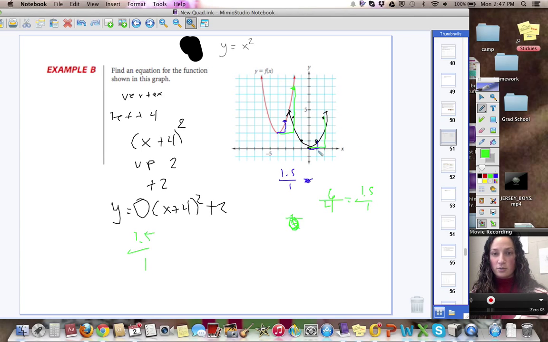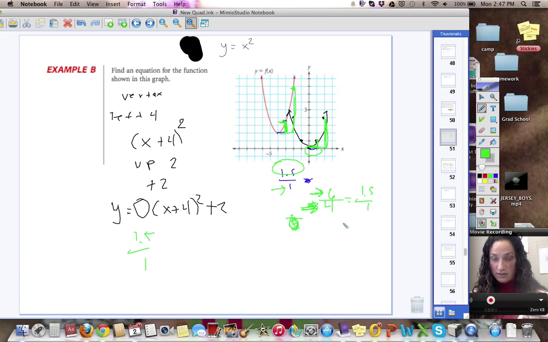So I want to compare it to what it was. This one was a 1. That's how I got that one. And I went up 1, right? Here I go up, that's about 1.5. That's where I got that 1.5. Here I go up 4. That's where I got that 4. Here I go up 6. That's where I got that 6.